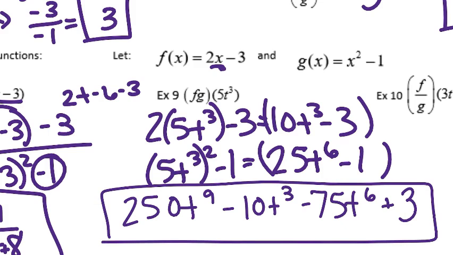So all I did was multiply those two. You can use the box method to multiply, or you can use FOIL. Just make sure you multiply every term by every term.